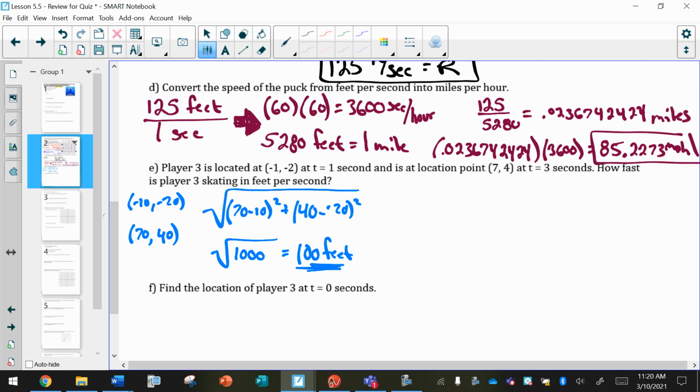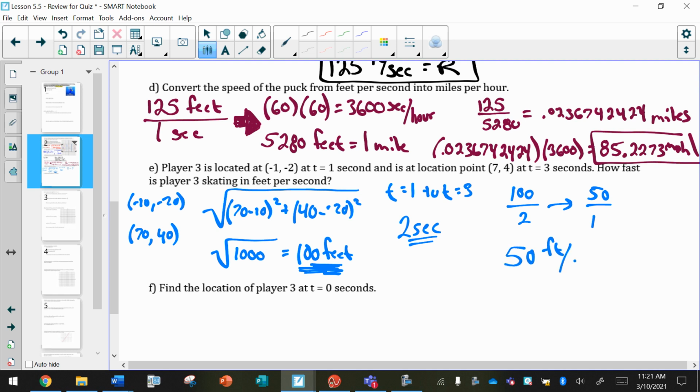Now, the question asks, how fast is this player going? So he traveled 100 feet from 1 second to 3 seconds. That's 2 seconds worth of time. So he traveled 100 feet in 2 seconds, which means he traveled 50 feet in 1 second. So this player is traveling 50 feet per second. Pretty quick.